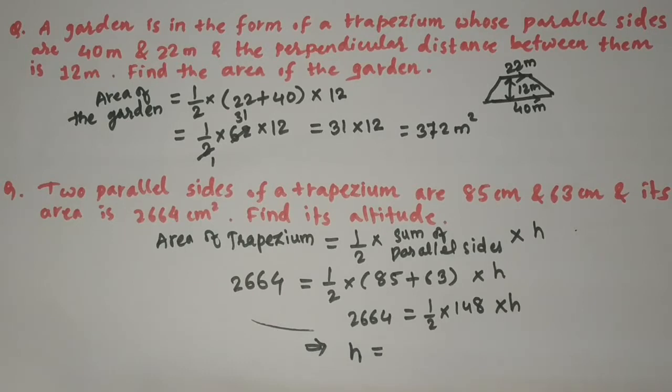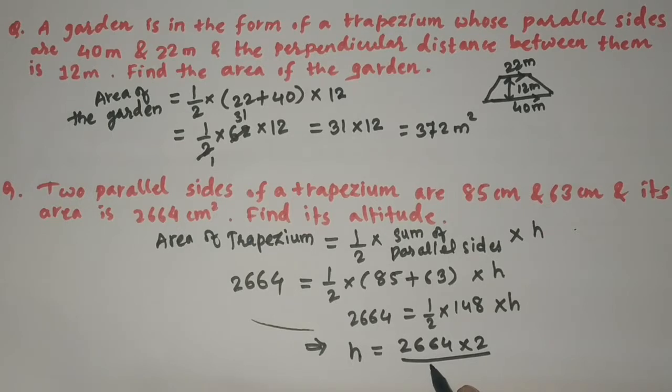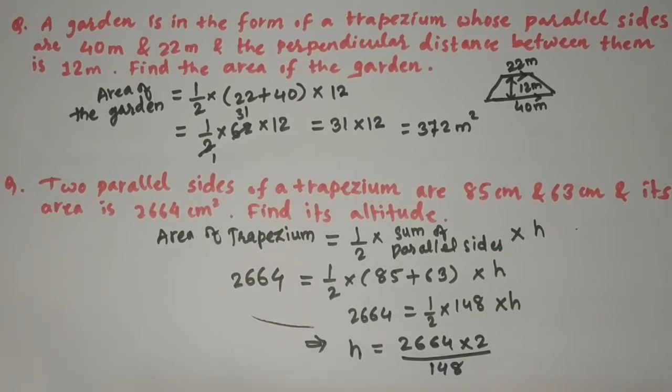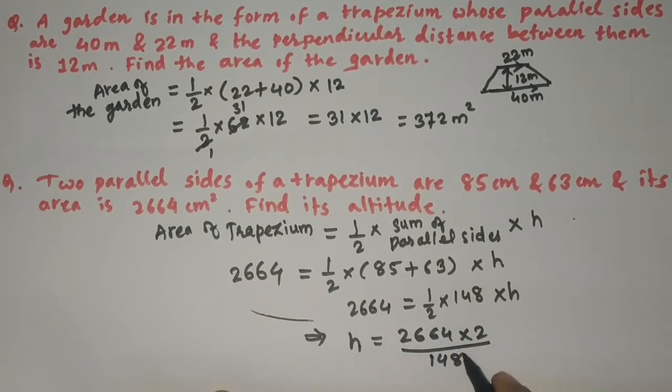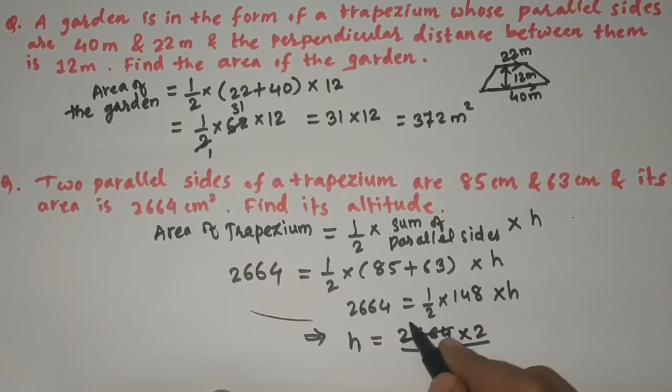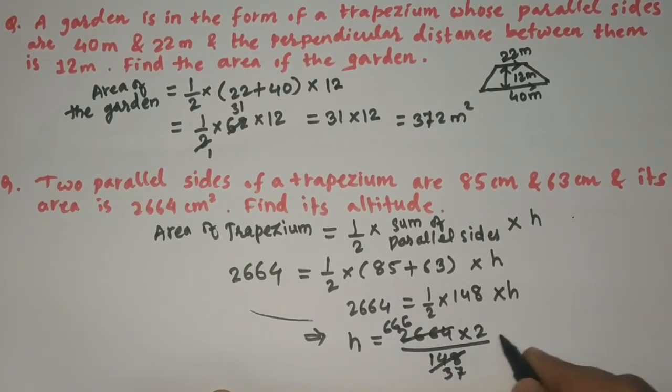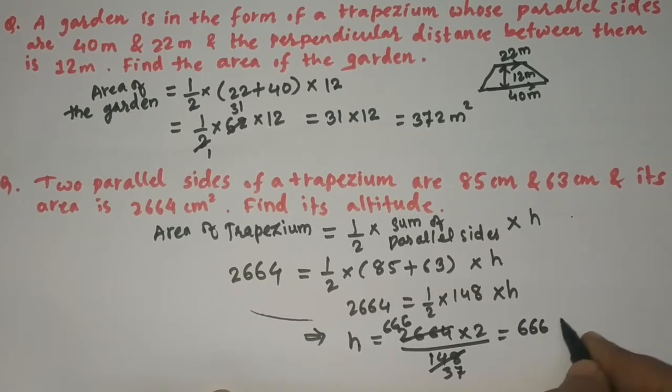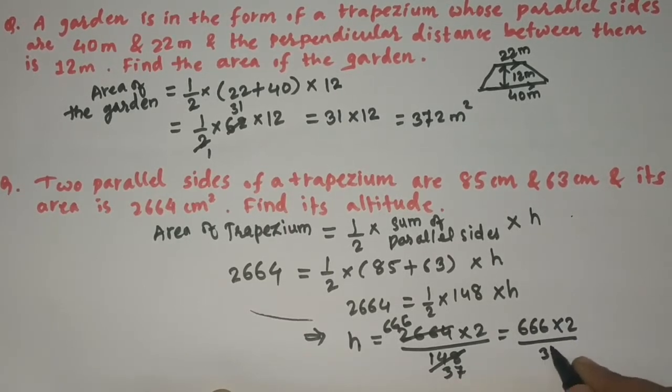So friends, height is equal to 2664. I'll send these all to the left hand side. Division will go into multiplication, and here it is coming 148. So now friends, with the 4's table I can cut. 4 3s are, again 4 7s are, again here 4 6s are, 4 6 and 4 6 are 24. So I got 666 multiplied by 2 divided by 37.